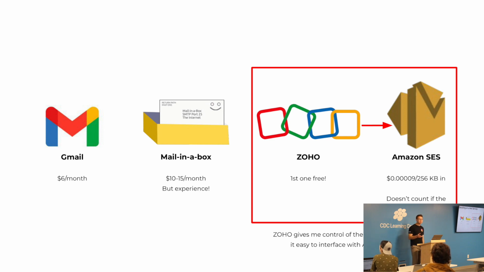Zoho gives me control of the inbox. I can pick who I'm subscribing to. I can actually go into a UI and say, hey, I want to unsubscribe, or, hey, I want to delete this email. So it gives me a lot of flexibility to see what's going on. And then Amazon SES allows me to interface with AWS components easily without having to worry about a Zoho API, migrating my API keys, and doing secret management and all that stuff. So that's where I decided to move forward from.